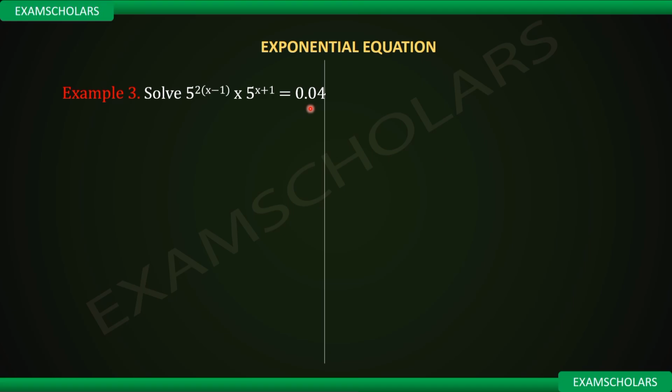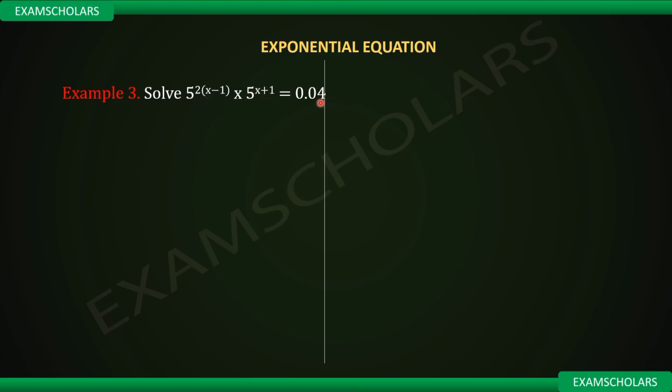And what is that thing? Law of indices. Now 5 here is having a power of what? 2 open bracket x minus 1 is multiplying this 5 that is having the power of x plus 1, and is equals to what? This decimal. Now you can add the powers together for this one because you have 5 here.